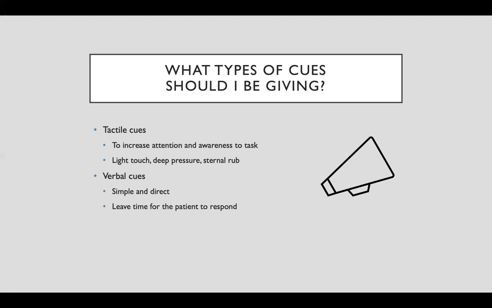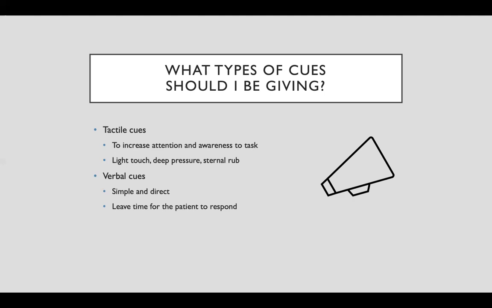So when providing tactile cues, we want to increase attention and awareness to an area of the body or to a specific task. So if we want the patient to move their right arm, think about providing tactile cues to that arm. To facilitate a response, we can provide deep pressure to the muscles and perform a sternal rub or something like that.